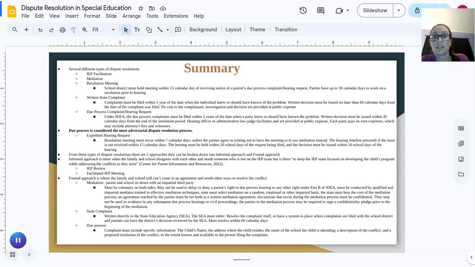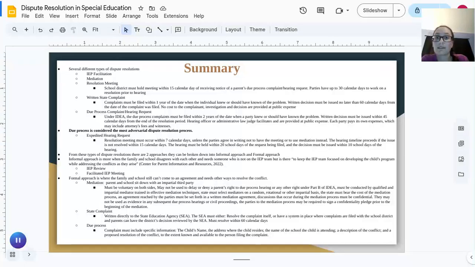Then we also have written state complaint. Complaints must be filed within 1 year of the date when the individual knew or should have known of the problem. Written decisions must be issued no later than 60 days from the day the complaint was filed. This is no cost to the complainant, and all expenses of the investigation and decision are provided by the state or by the public.